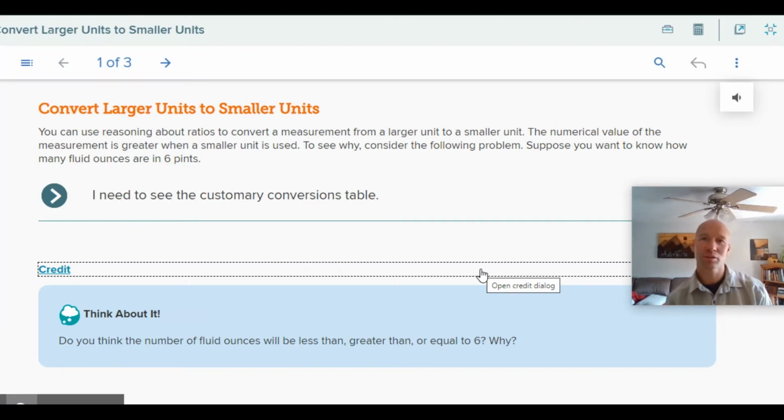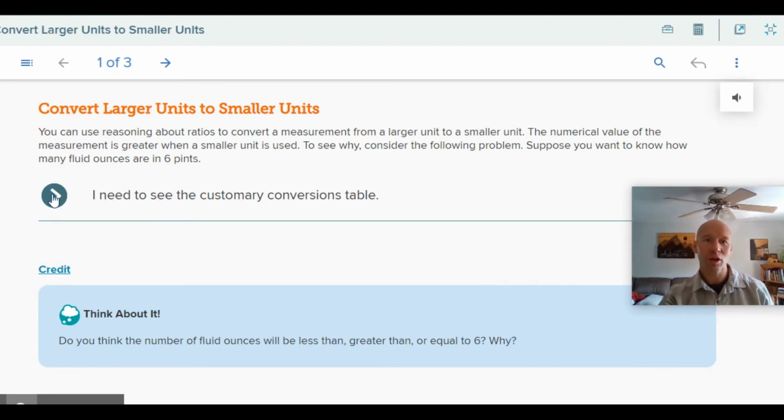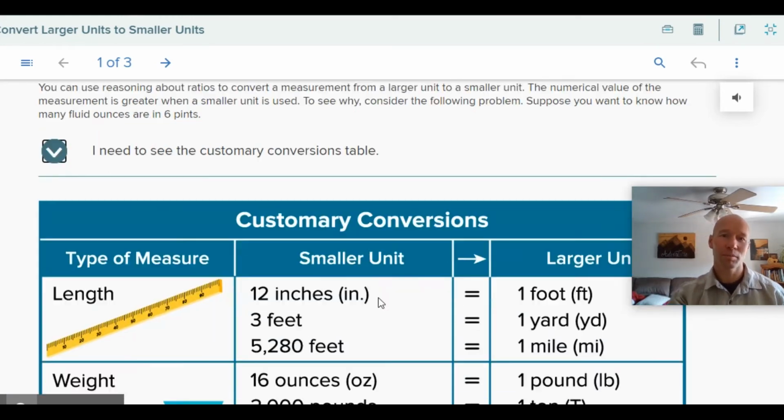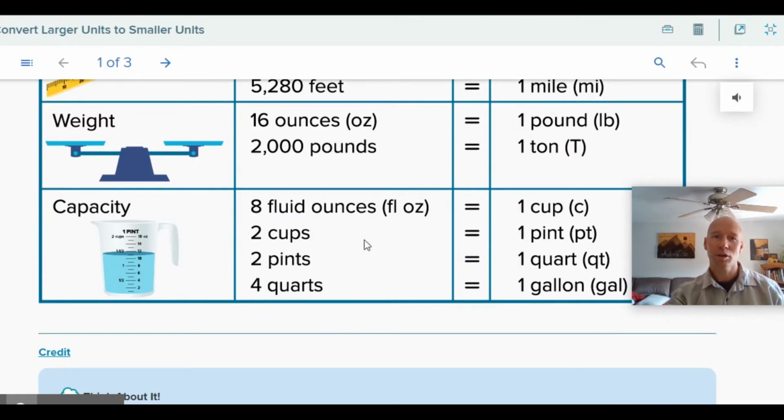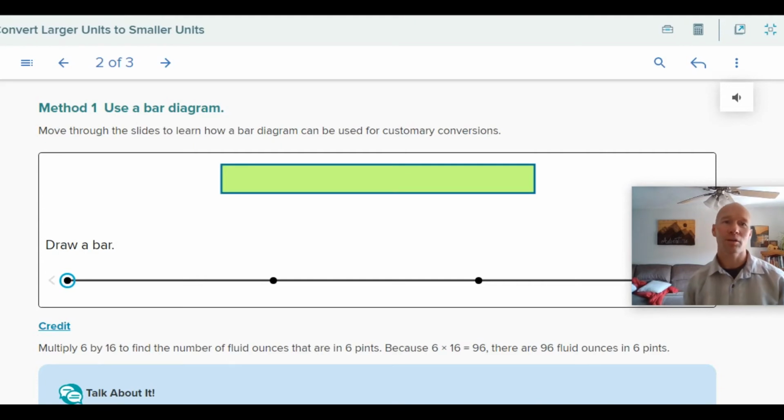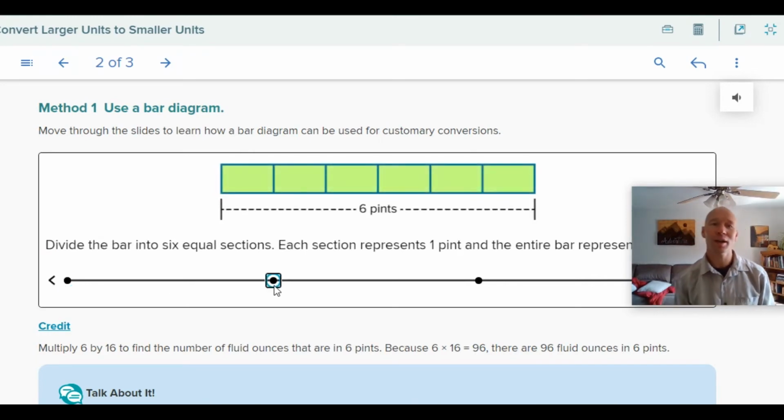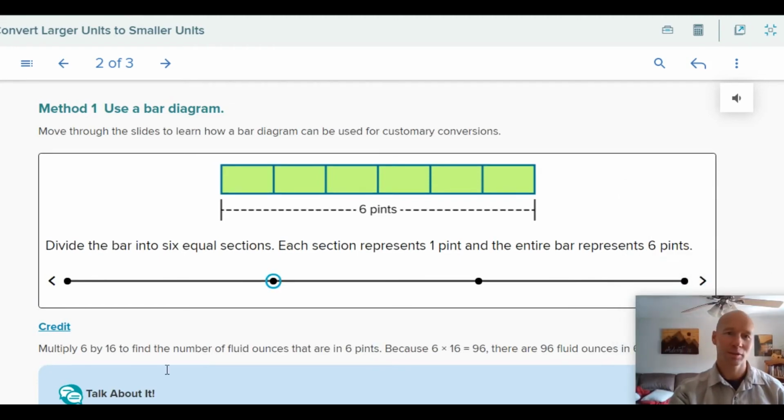To see why, let's consider this problem. Suppose you wanted to know how many fluid ounces are in 6 pints. Well, first off, you need to see our measurement. Pints are a kind of capacity measurement. So we have 8 fluid ounces in 1 cup and 2 cups in 1 pint. So for this problem, we're going to use a bar diagram to convert measurements. So first off, you're going to draw a bar. Go ahead and draw your bar. And now you're going to divide the bar into 6 equal sections. Each section represents 1 pint, and the entire bar represents 6 pints.